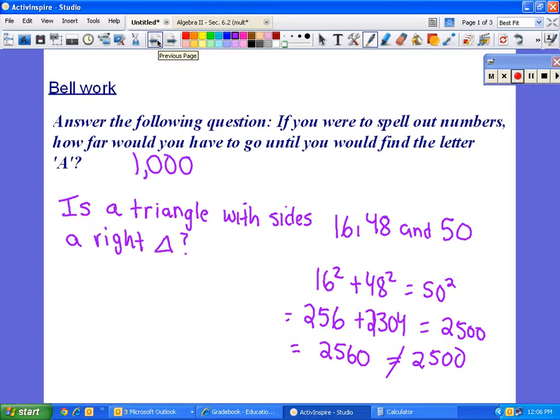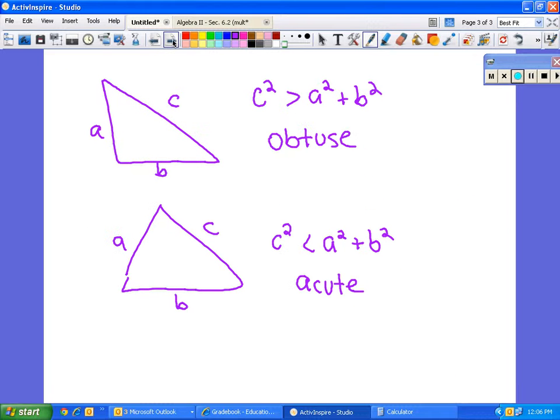So we do the exact same thing that we did. Now we look at our answer, and we saw that a squared plus b squared is what? Greater than 2,500 or less than 2,500? It's greater than 2,500. So since the square of the hypotenuse is greater, then my triangle is obtuse.